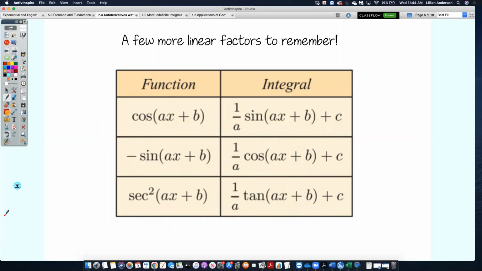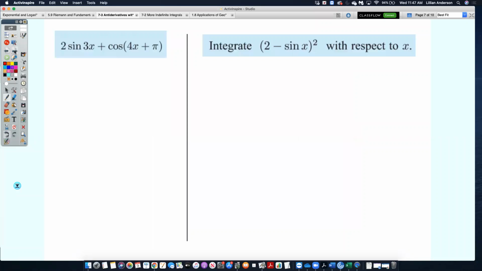A few more linear factors that you guys need to remember. These are not in your reference booklet. So you have one for cosine, one for negative sine, and then one for secant squared. So make sure you guys get these down. These you do have to remember. They are not in your reference booklet. So now we can incorporate these into some of our problems. All right, let's take a look.